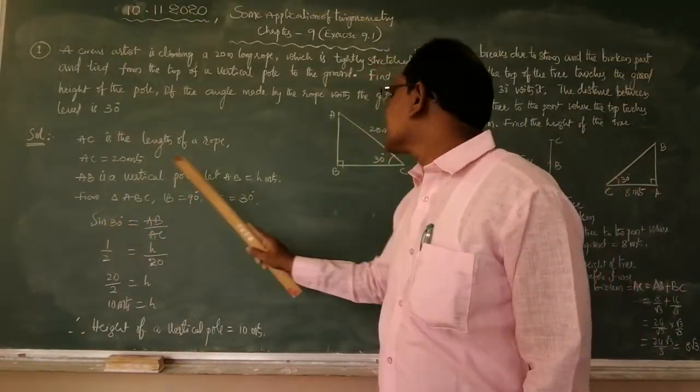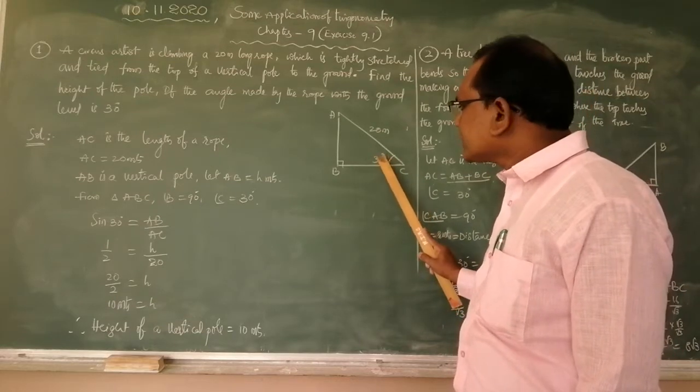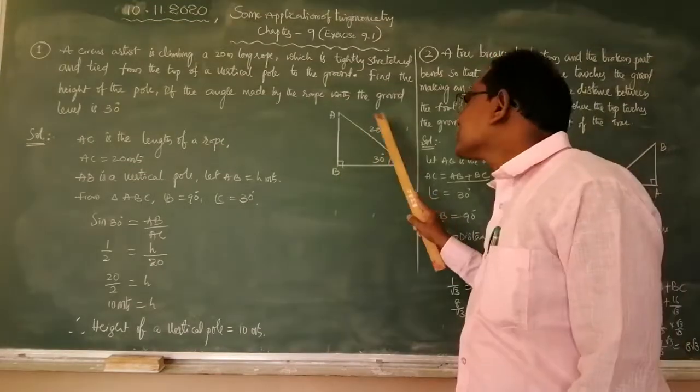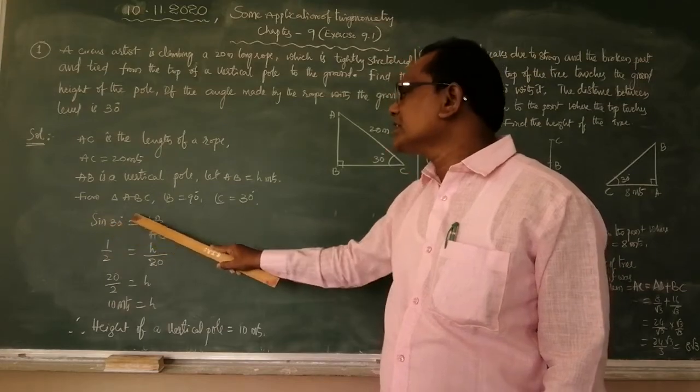Therefore, sine 30 degrees. Here it is C, it is n instead of equal 30 degrees. Sine 30 degrees means what? Opposite side by hypotenuse. That means AB by AC. Therefore, sine 30 degrees is AB by AC.